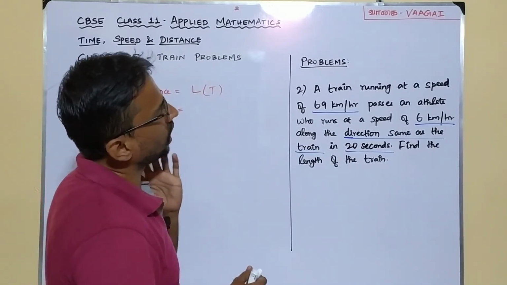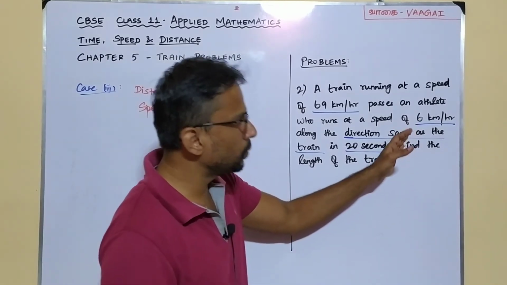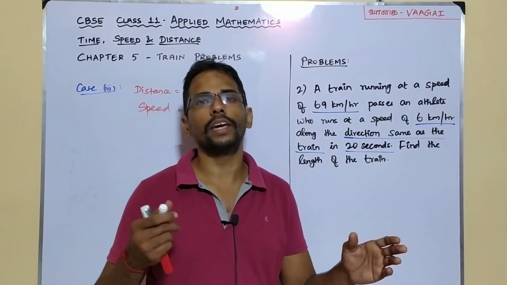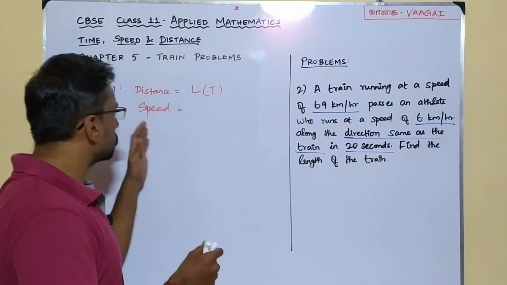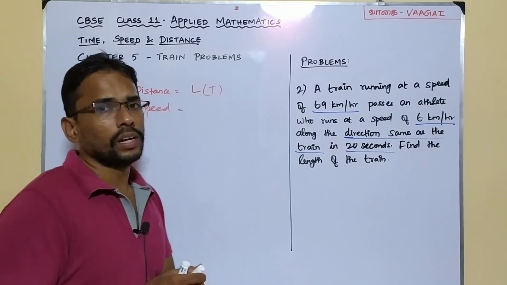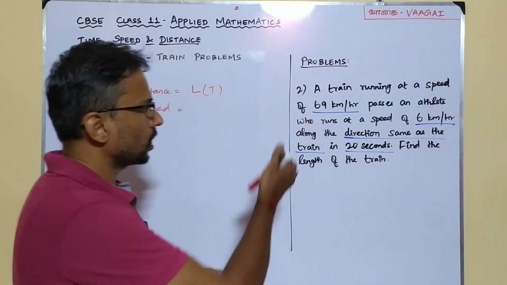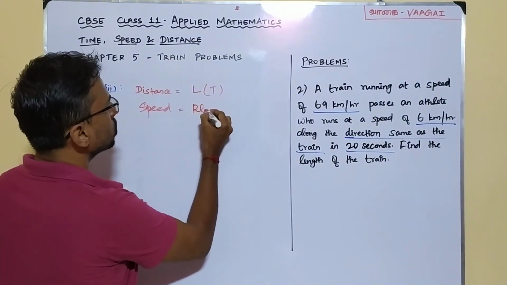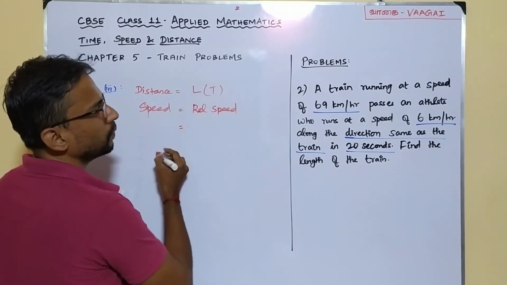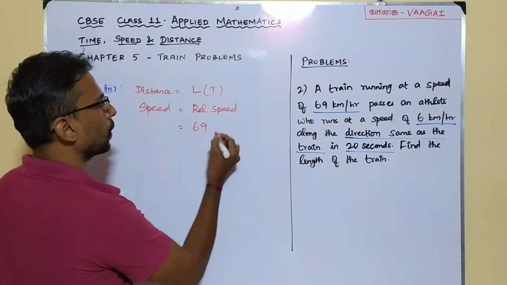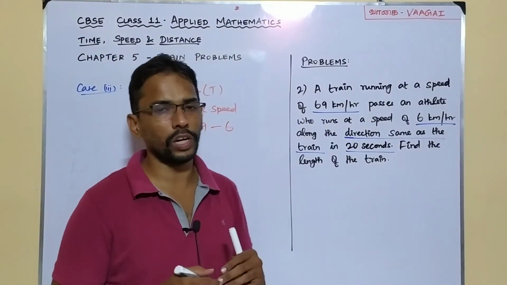So in that case, we have the train speed to be 69 km per hour, and the athlete speed is going to be 6 km per hour, and they are moving in the same direction. So same direction means what do we have to do? When it comes to relative speed, we have to take the difference between the speeds, because in the same direction we take the difference, right? So here also we have to take the relative speed. It is going to be 69 kilometer per hour minus 6, because we have to take the difference since it is going to be the same direction.